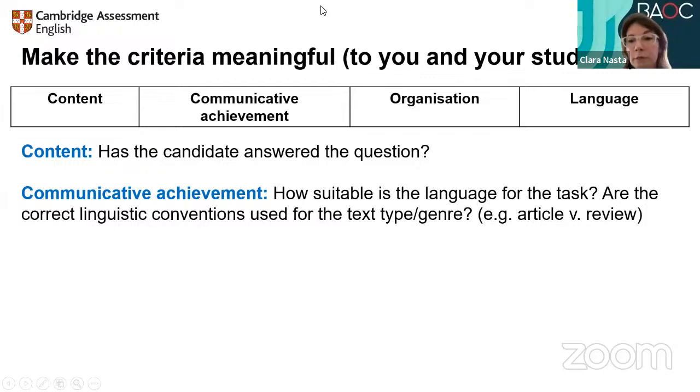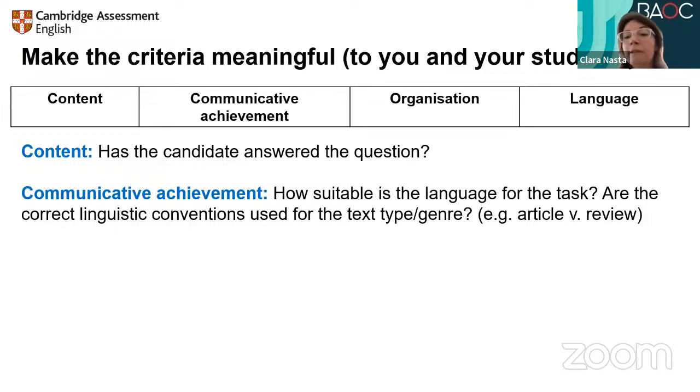So the question for communicative achievement would be, how suitable is the language for the task? Are the correct linguistic conventions used for the text type or genre? I mean, what are the linguistic conventions? The elements that make an essay, a letter. The fact that we start a letter with dear or something like that, or hi for an email, well, all that has to be present, and it will mark the presence of the genre, right?